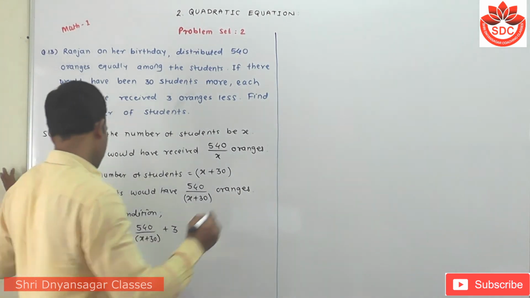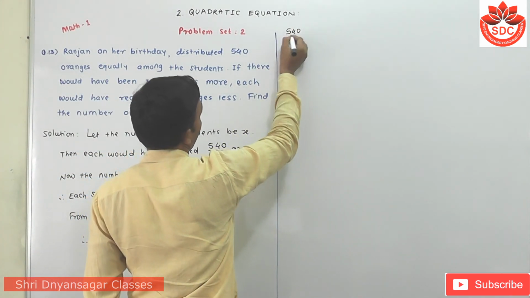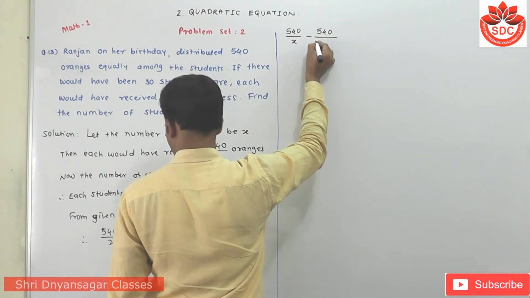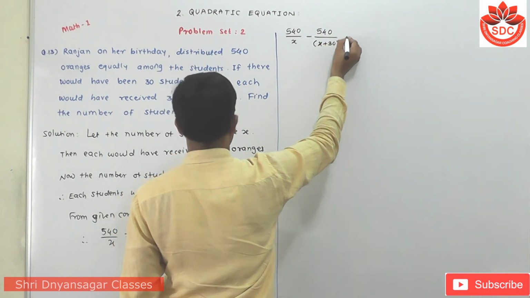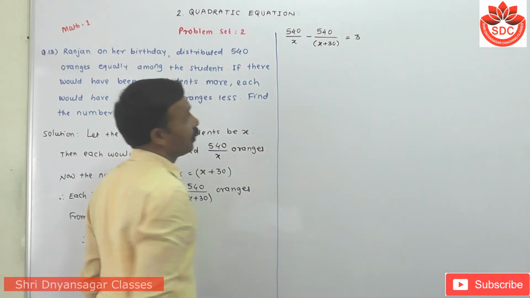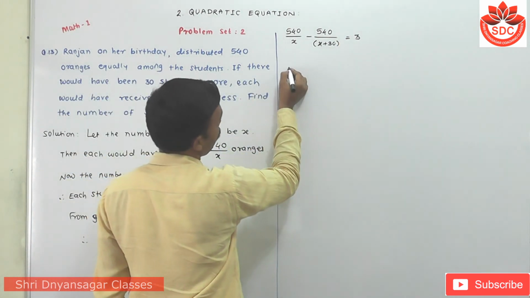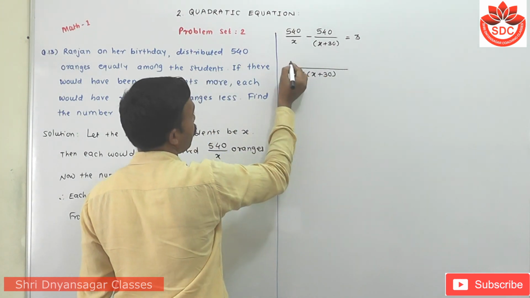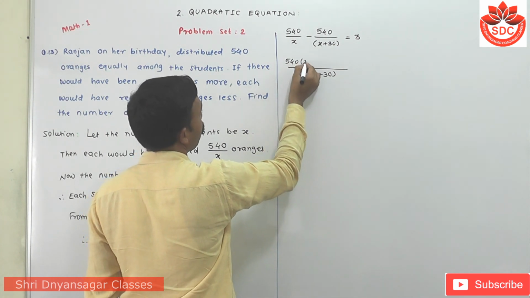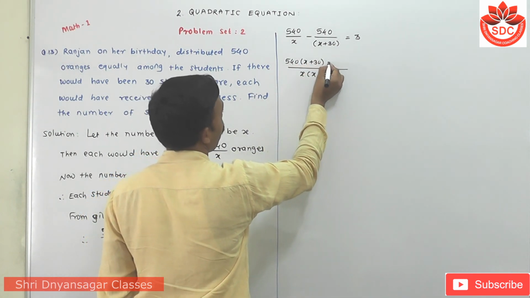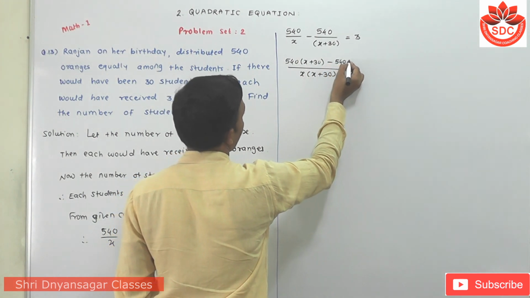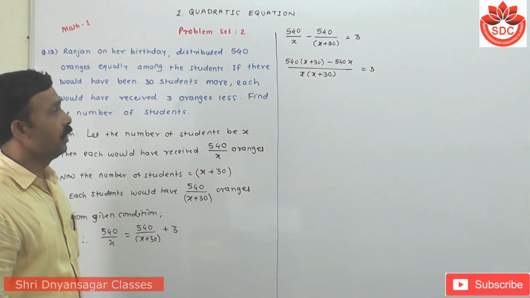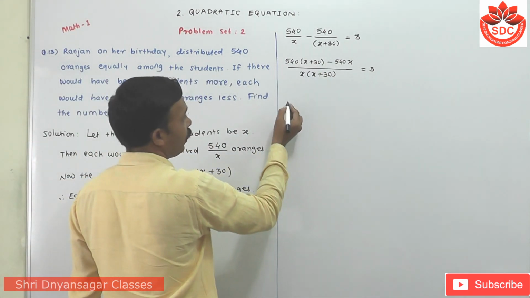I have to transfer this to the other side. Then we get 540 upon x minus 540 upon x plus 30 is equal to 3. Then take the LCM of this, we get x in bracket x plus 30, then multiply: 540 into x plus 30, then minus 540 into x is equal to 3. Students, I have to write here, we take common 540.